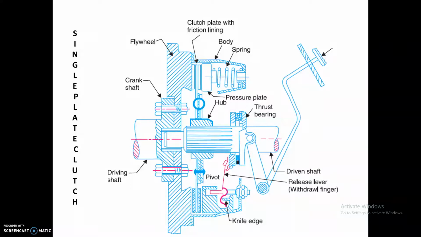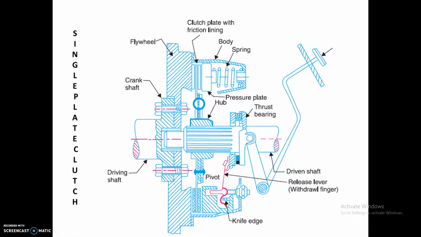The flywheel is fastened to the crankshaft and rotates with it. The pressure plate is fixed to the flywheel. This is the flywheel. The pressure plate is fixed to the flywheel through the clutch springs by means of bolts. With the help of this bolting arrangement, the pressure plate is fixed to the flywheel.